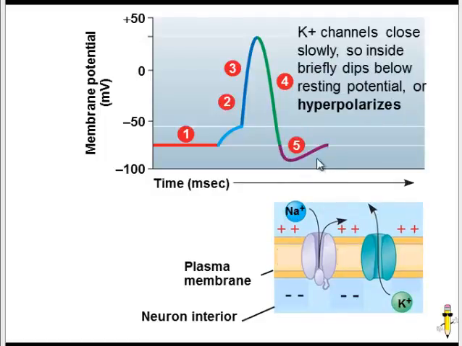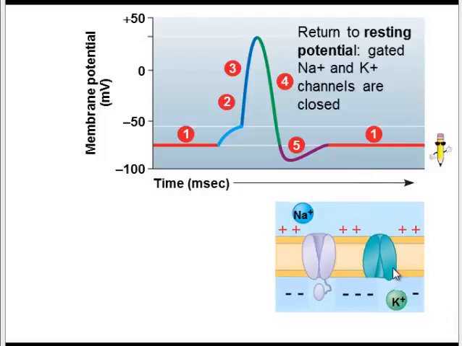And then here we see something called hyperpolarization. The potassium channels are a little bit slow to close, so the inside becomes more negative than -70. But then once those potassium channels close again, we have our resting potential restored. All right, negative inside, positive outside. And it would be a good idea to get this graph in.